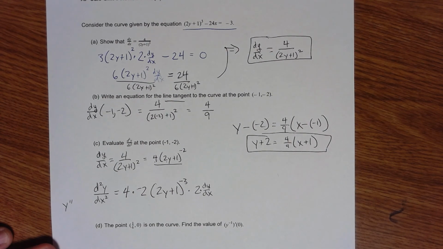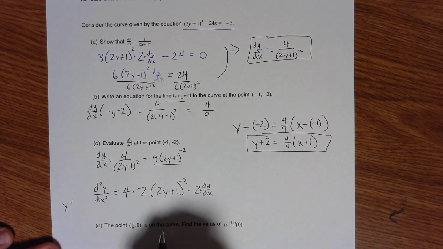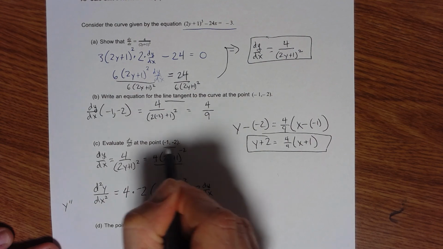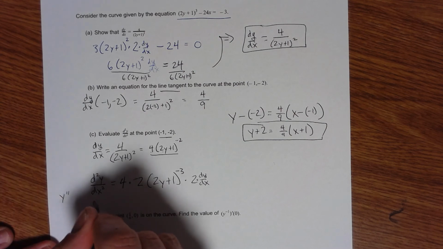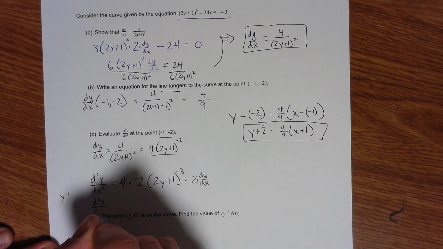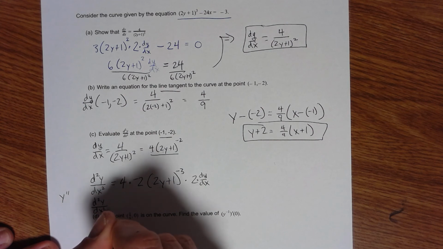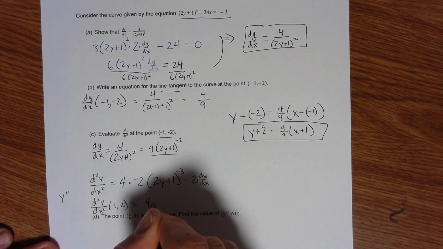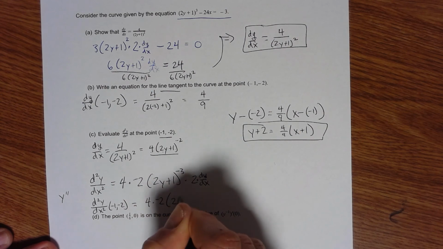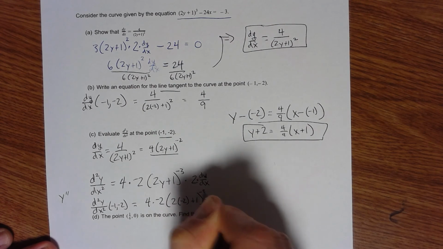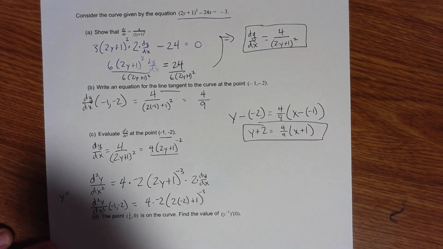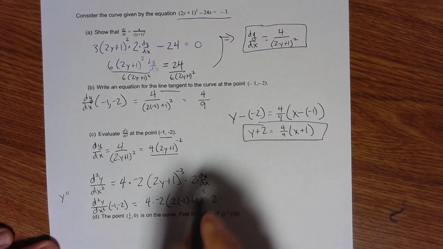Okay, so let's see if we can simplify it a little bit here. Actually, because they give us a point to evaluate, before even trying to simplify, why don't we evaluate at that point? So the second derivative with respect to x twice, at the point (-1, -2), is equal to 4 times -2, times 2 times y, which is -2, plus 1 to the -3rd, times 2, and then times dy/dx.